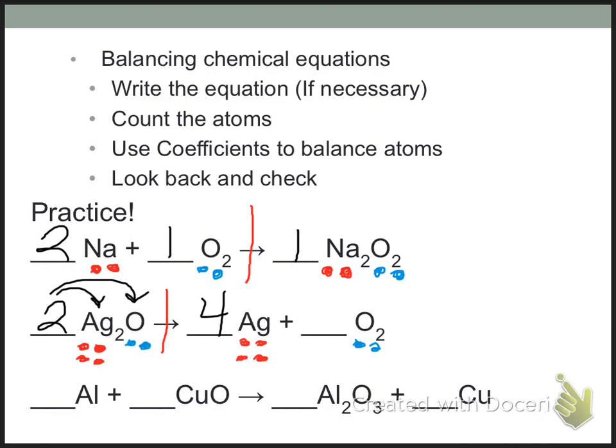Now for my final equation. I have 3 different elements in this one. I'm still going to do the same thing. I need to look at my number of atoms on my left-hand side of my equation versus my right-hand side of my equation. So I'm going to start with aluminum. I have 1 aluminum on the left-hand side. I have 2 aluminums on the right-hand side. To increase my 1 smaller aluminum, I'm going to put a 2 to increase it to 2 aluminums.